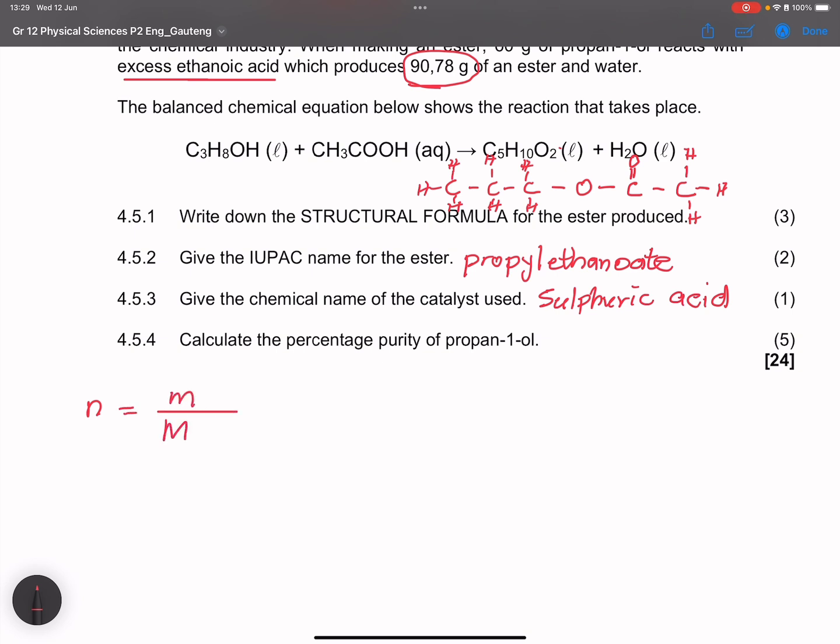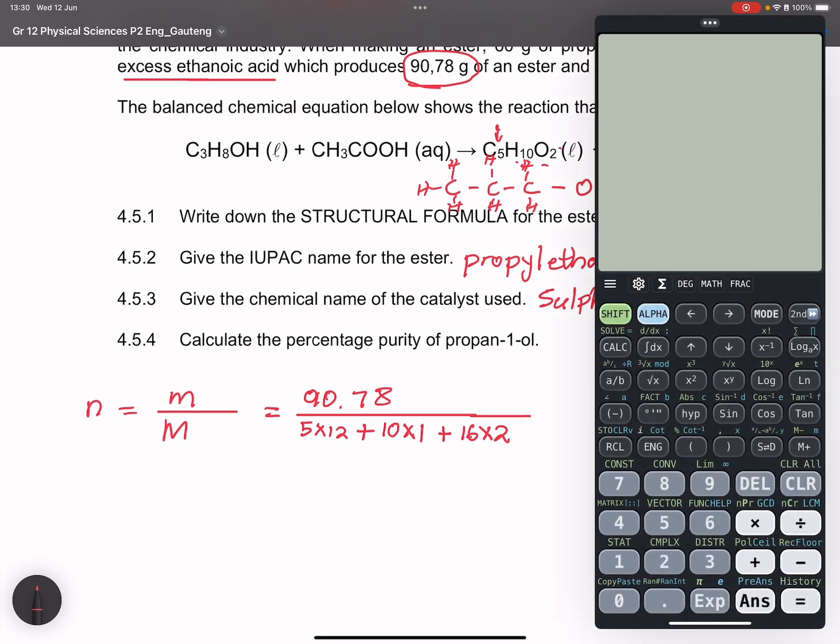Now, ladies and gents, we're going to have to use our periodic table in this case to calculate the molar mass. Now, the mass is 90.78 divided by, the ester C5, so that would be 5 times 12. Remember that the molar mass for carbon is 12. So that's 10 hydrogens, so that would be plus 10 times 1. The molar mass for hydrogen is 1, plus this would be for oxygen, 16 times 2, so that would be the molar mass. Let's find out what the number of moles are. So we've got 90.78 divided by 5 times 12, plus 10 times 1, plus 16 times 2. All right, so we get 0.89.